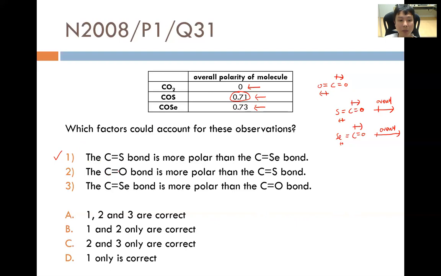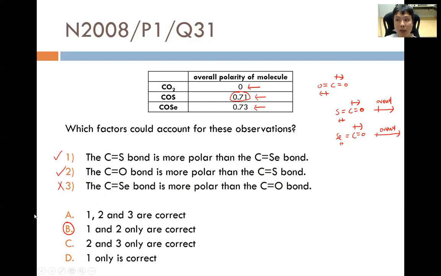Option 2, the C double bond O is more polar than the C double bond S bond. This is also true because oxygen is more electronegative than sulfur, because oxygen is higher in the group as compared to sulfur. Option 3 is the wrong answer because the C double bond Se bond is actually less polar than the C double bond O, since oxygen is more electronegative than selenium, and hence the C double bond O is more polar than the C double bond Se bond. So options 1 and 2 are correct, while 3 is wrong. So the answer will be B for this question.